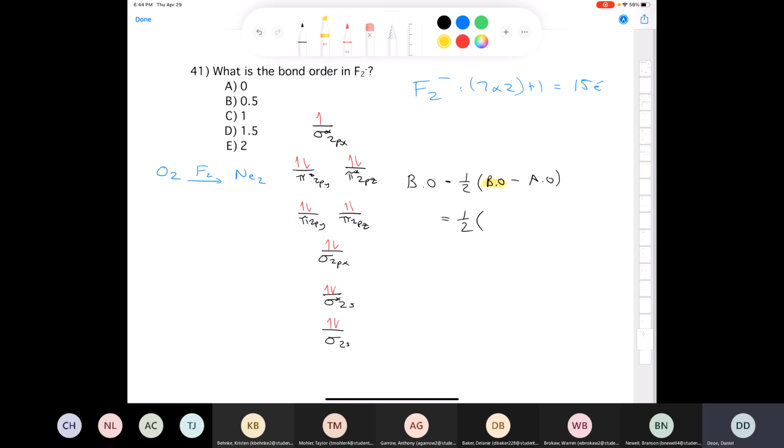Who's in a bonding orbital? Let's see. Anything that doesn't have a star is a bonding orbital. There you have it. We've got a total of 1, 2, 3, 4, 5, 6, 7, 8 electrons in bonding orbitals. In anti-bonding orbitals, we'll highlight those in green.